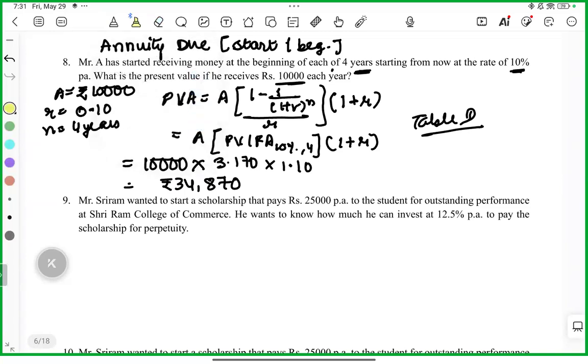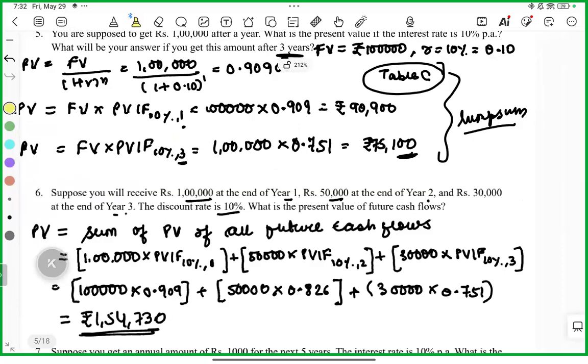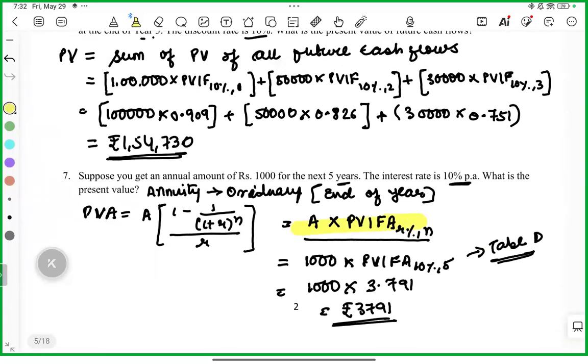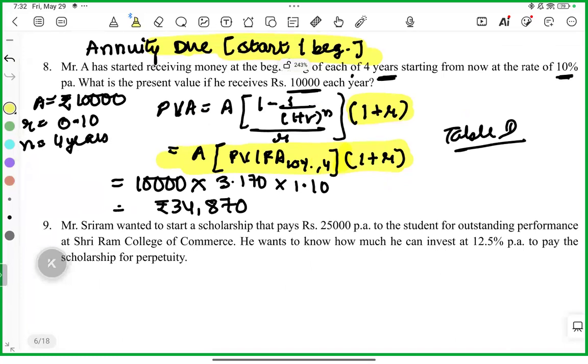Okay, so present value of annuity due means you are getting the amount at the beginning of the year or the starting of the year. The extra thing that you have to do is just multiply the formula with 1 plus R. So A into PVIFA into 1 plus R. If it is an ordinary annuity, like in the previous example, you simply write A into PVIFA. When it is annuity due, you multiply it with 1 plus R.